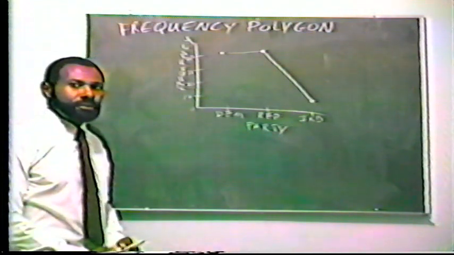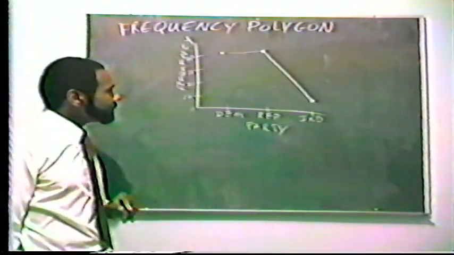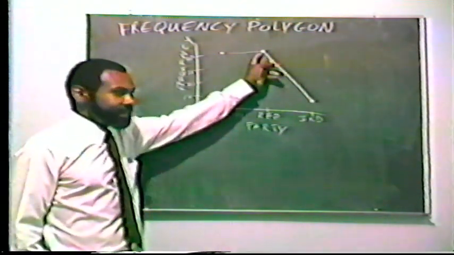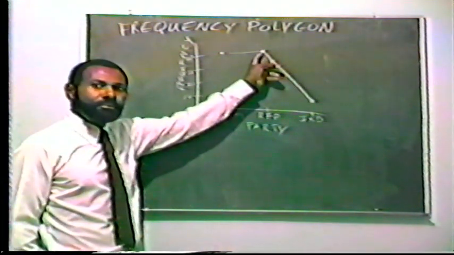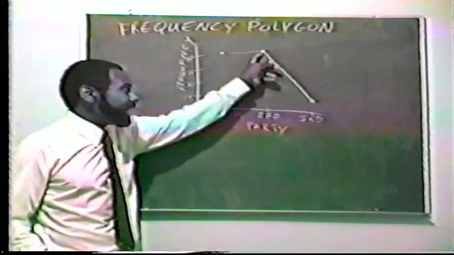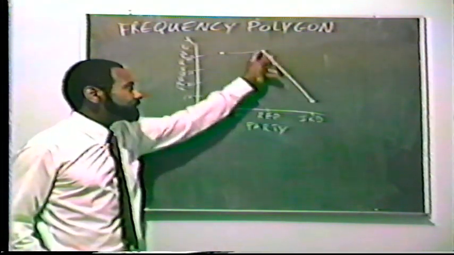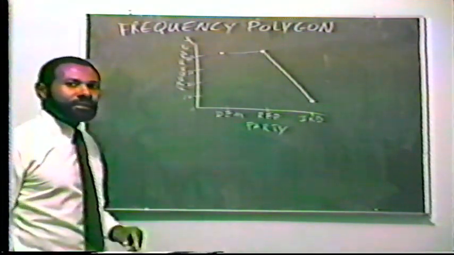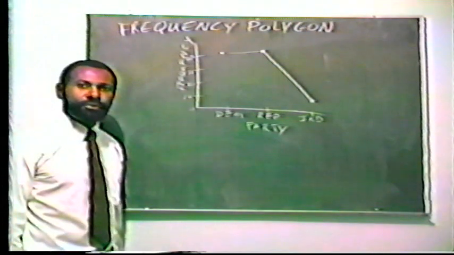Now, if you notice, these segments look like sides of geometric figures. They look like sides of polygons. So that's why we call this a frequency polygon. And this is another way of picturing data.